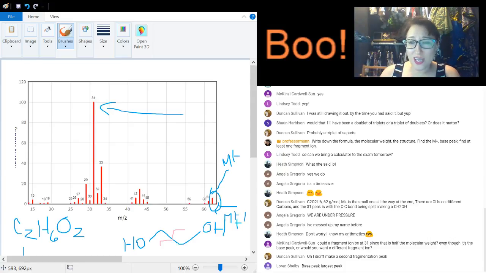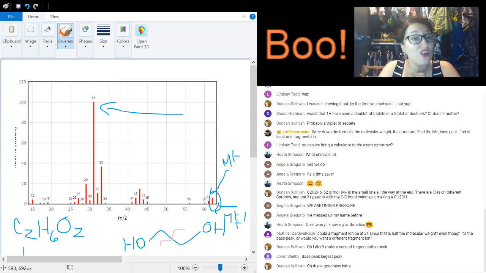Oh, Duncan, that's okay. I mean, you figured out what the base peak was. I'll count that for this. Because you did determine what a fragment ion was, and that is a fragment ion, so I'm good with that. The base peak is the largest peak. That's correct. Lauren, Mackenzie, could a fragment ion be at 31 since it's half the molecular weight? Yeah, you know, that's actually true too.